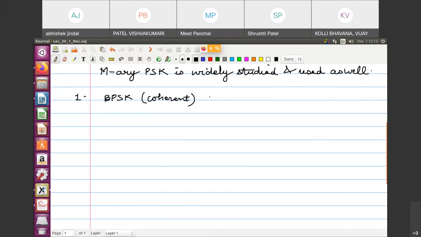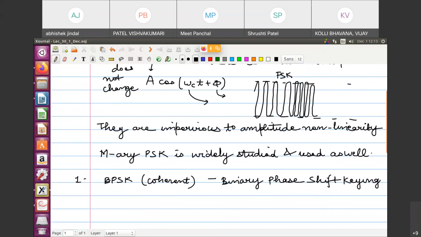So BPSK means that it is binary phase shift keying. Now why you know the meaning of this word phase shift keying? It means that phase will shift between the levels.